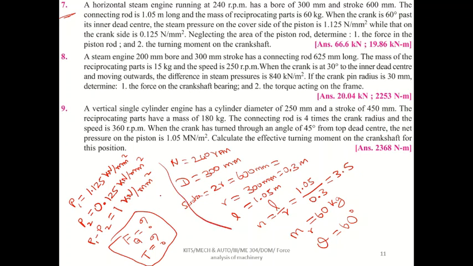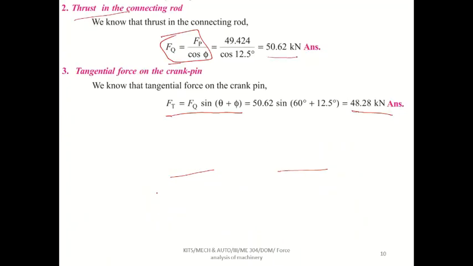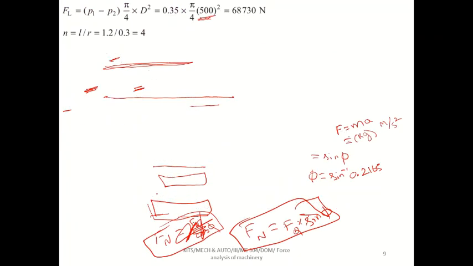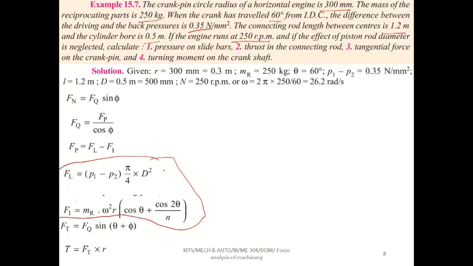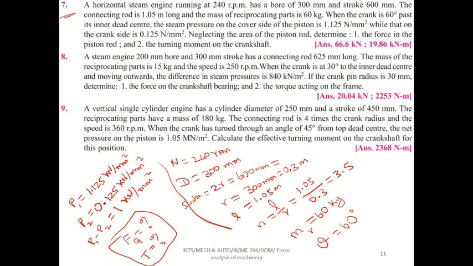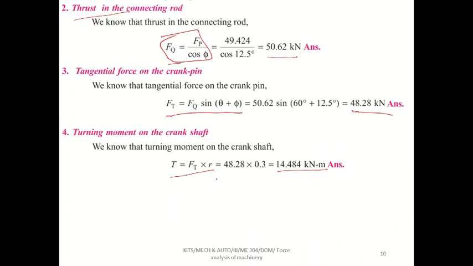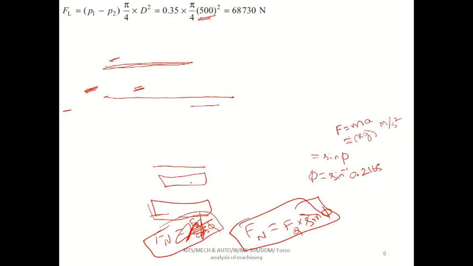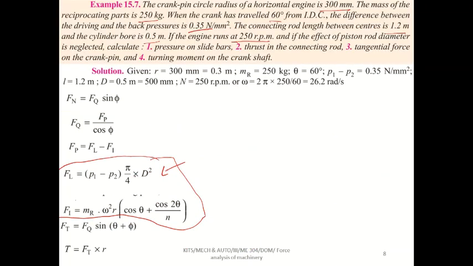Very easy. You have the formulas here, the same formulas you are going to use. First you have to find the FL value. P1 minus P2 equal to 1 kilonewton per meter square, so 1 into pi by 4 into D square. What D value is given? D value is 300 mm. Put it in mm, no problem. So 1 into pi by 4 into 300 square. You will get the FL value.